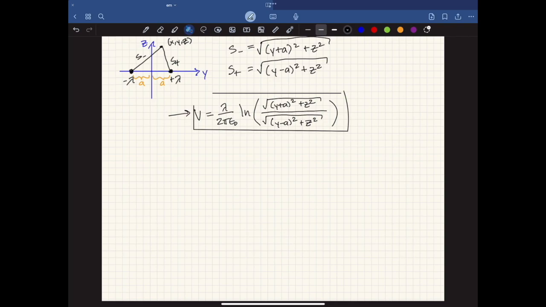for part A. Part B asks us to show that the equipotential surfaces are circular cylinders and asks us to locate the axis and radius of the cylinder corresponding to a given potential V0. So equipotential surfaces are surfaces with constant potential. So we have our V equal to a given potential V0 equal to the equation we found earlier.